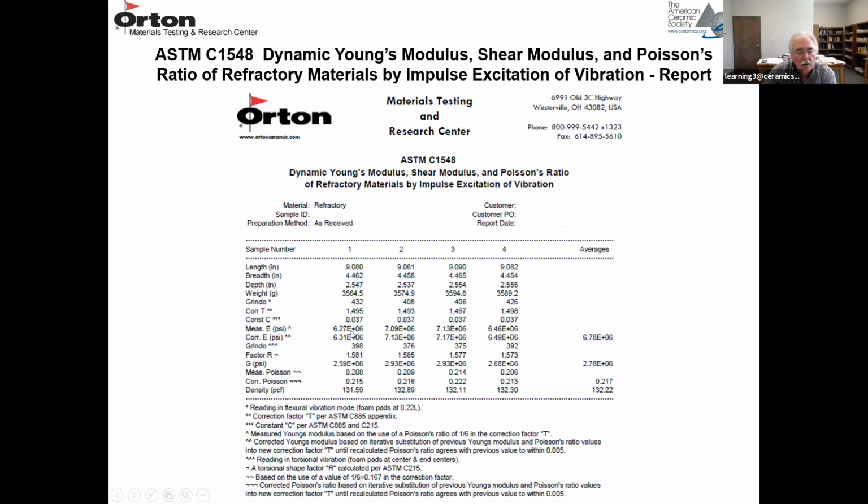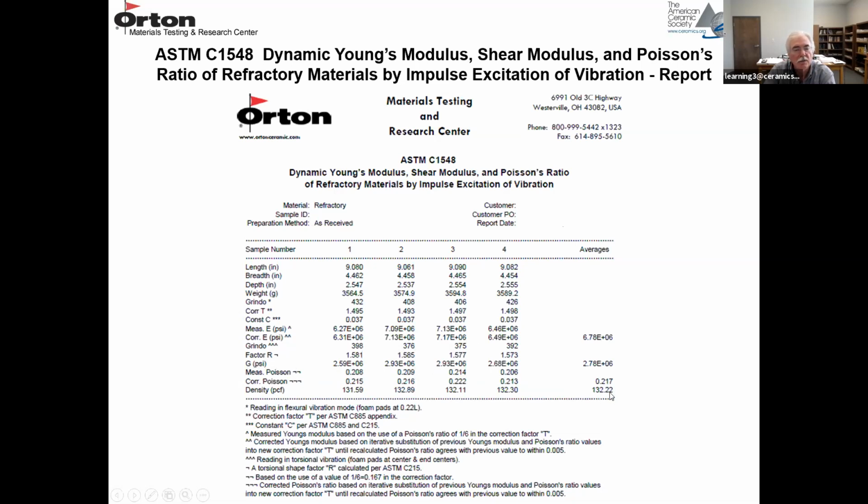You have a measured E and a corrected E. Then you have your Grindosonic reading over here in torsion. We're using a foam pad, and you get your frequency values. They're a little less than 400. You have a correction factor and you can calculate G. It's about 2.6, 2.7, and these are in PSI. And you calculate your Poisson's ratio and correct it, and that's about 0.2.